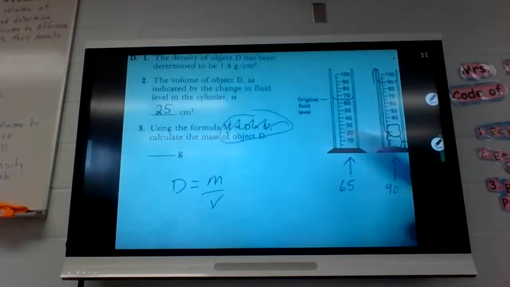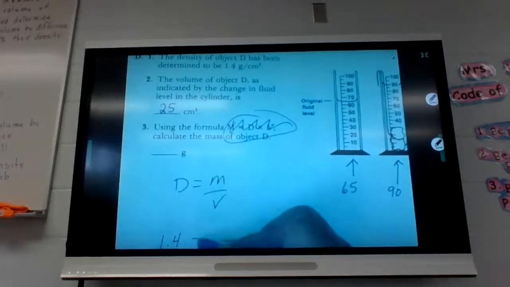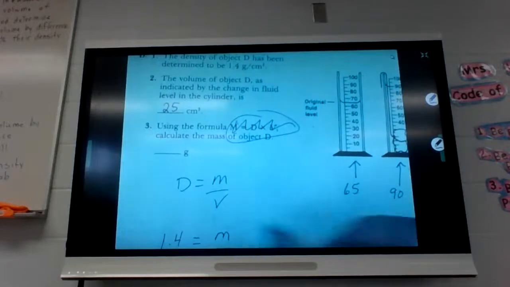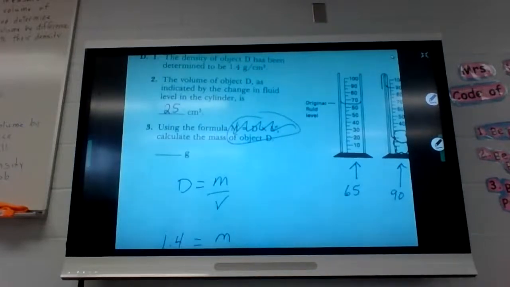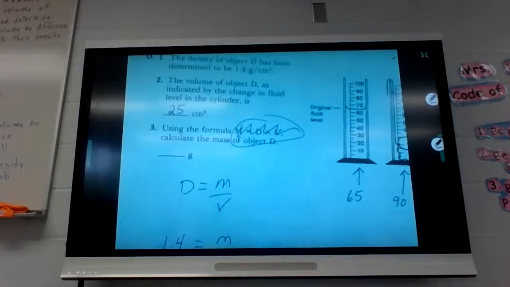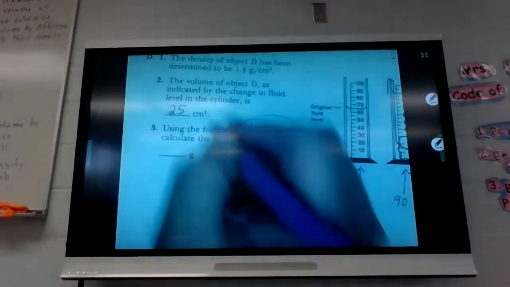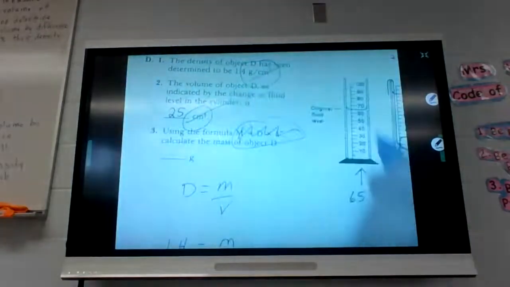Okay, they gave you a density of what right here? 1.4. The mass is what we're looking for. And the volume is what? 25. So how would you solve? So M is equal to, what's 1.4 times 25? 35. Okay, check your units. And what happens in those two units? They cross out. Which ones? The C and the M. And so you're left with what?